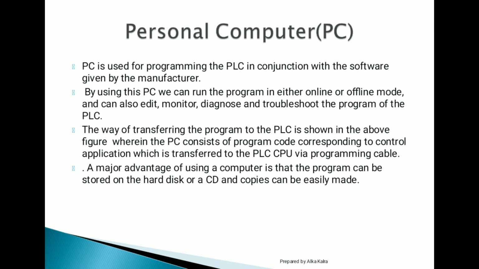The third programming device is the personal computer. It is used to program the PLC with the help of software given by the manufacturer. If we want to program a PLC on a PC, we have to use different software. Suppose we have a Delta PLC, then we have to use WPL software through which we can program the PLC. Similarly, if we want to use a Siemens PLC, then we have to use different software. Each manufacturer has different software for programming the PLC that we have to install in our PC, and then we can program our PLC.